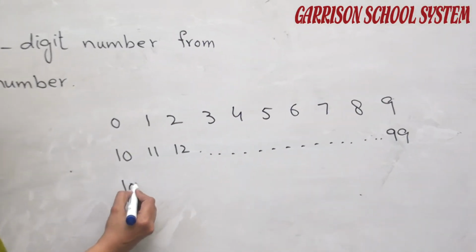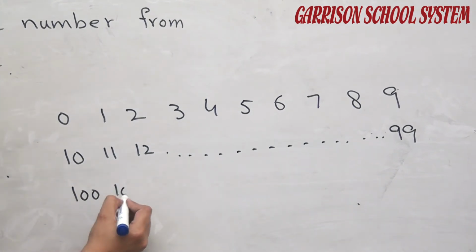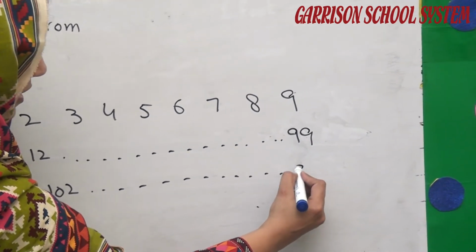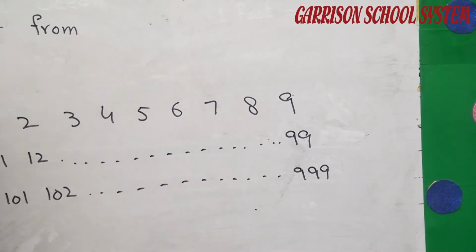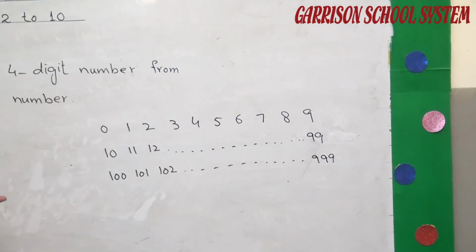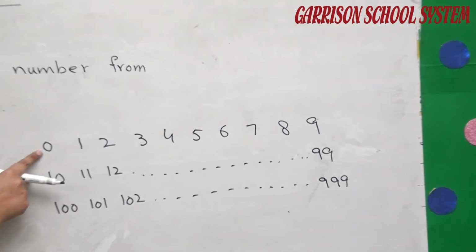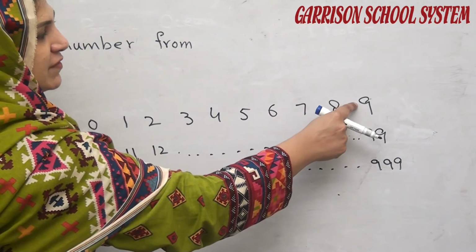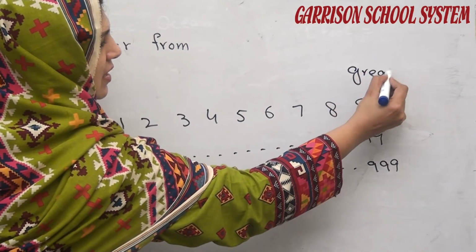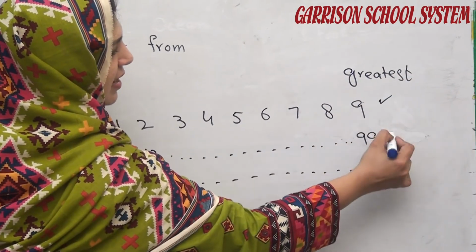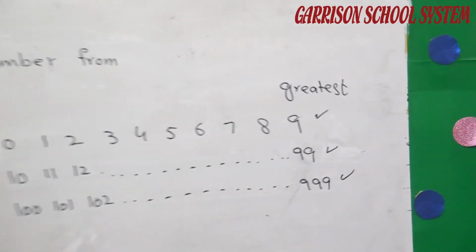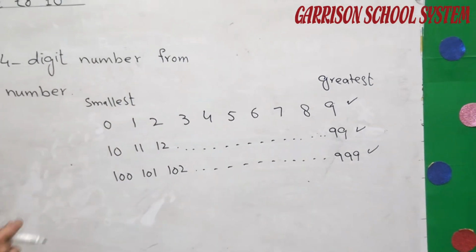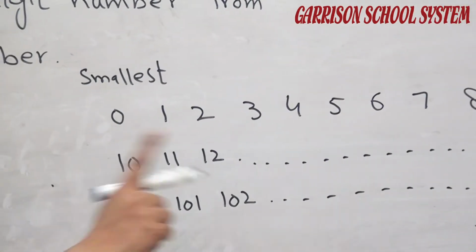We can write 100 here. In this way 101, 102, and it will go up to 999. So look, students, in this way we can find the next number. This is the smallest 1-digit number and this is the greatest 1-digit number. These numbers are the greatest numbers, but the numbers written here are the smallest numbers. So start next.